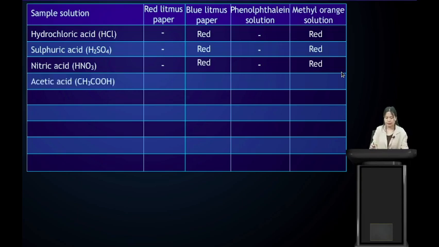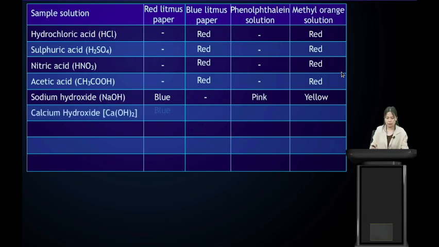Acetic acid, red litmus paper has no effect. The blue litmus paper will change to red. Phenolphthalein, there is no change. Methyl orange will turn the solution to red. Sodium hydroxide, we see that the red litmus paper will change to blue color. There is no effect by the blue litmus paper. In phenolphthalein, it will turn to pink. In methyl orange, it will turn to yellow.